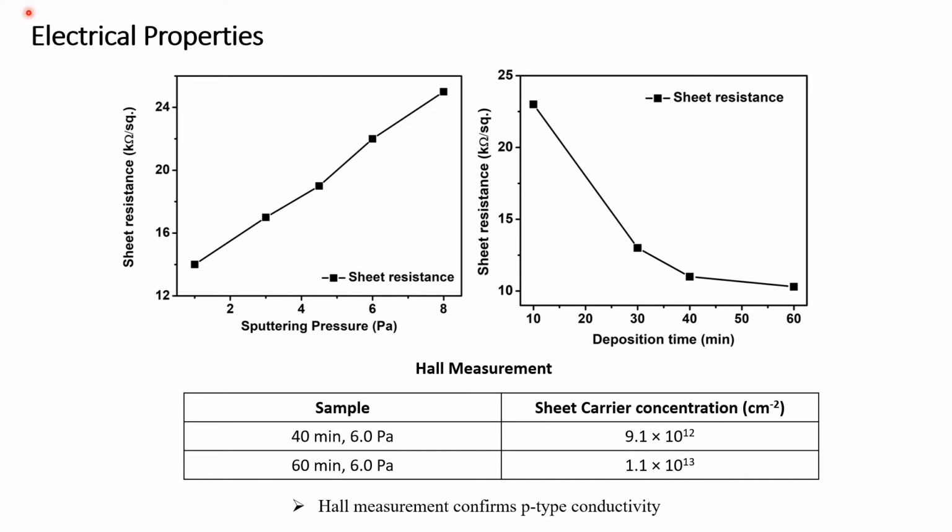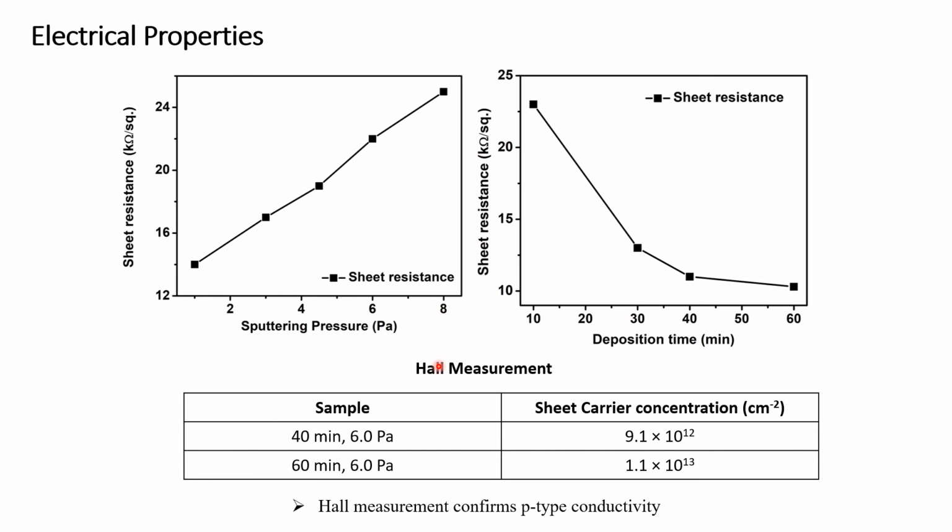Electrical properties. In electrical properties, sheet resistance is measured using four-probe resistivity measurement, and carrier concentration is calculated by using the Van der Pauw technique. With decreasing sputtering pressure, sheet resistance decreases, as shown in this figure, and also with increase in deposition time, sheet resistance decreases, which is clearly observed in this figure.